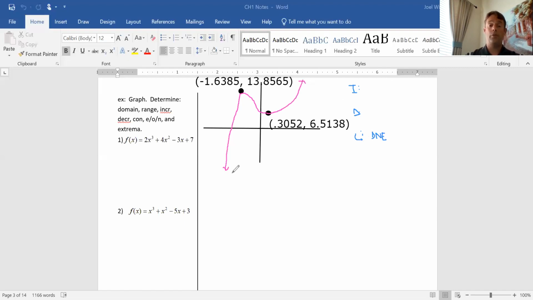Increasing, that's when it goes up. So here we go. I'm going up, so that makes this increasing. I'm going down, that makes this decreasing, and up again, that makes this increasing. So again, remember on these, we only care about the x value. So I'm going to deal with just the x values.